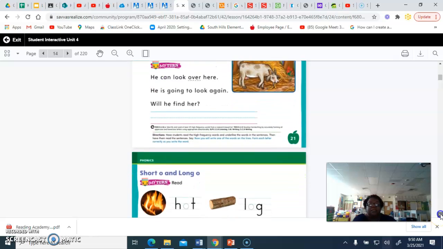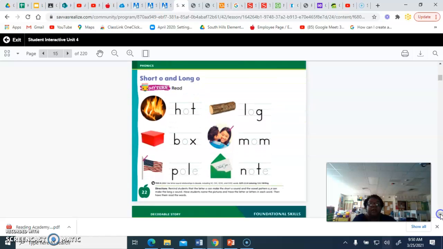Okay. Next, we have our page for short O, long O. We have the words hot, box, pole, log, mom, note. And so you have the letter O in the middle to trace your words. And then you have pole and note. And if you notice, it has the silent E, so that is O for the long O sound.